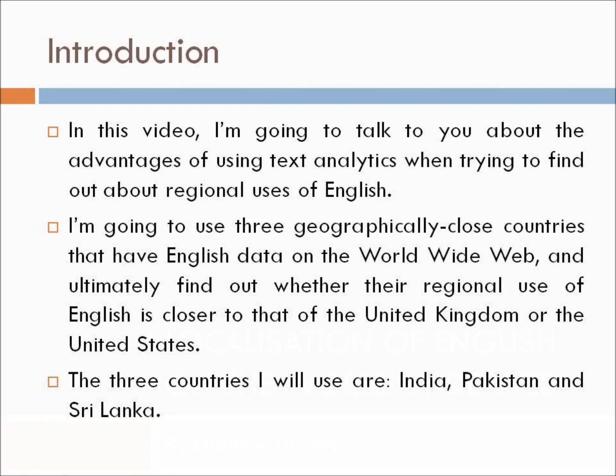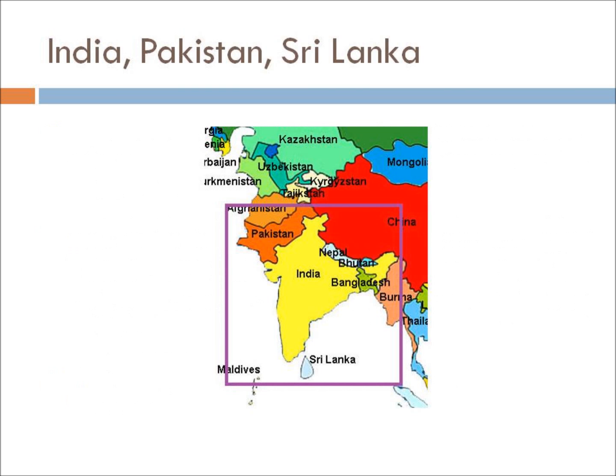In this video, I'm going to talk to you about the advantages of using text analytics when trying to find out about regional uses of English. I'll use 3 countries that have English data on the web and find out whether they use English from the UK or US. The countries will be India, Pakistan and Sri Lanka. Here is a map of India, Pakistan and Sri Lanka in relation to one another.